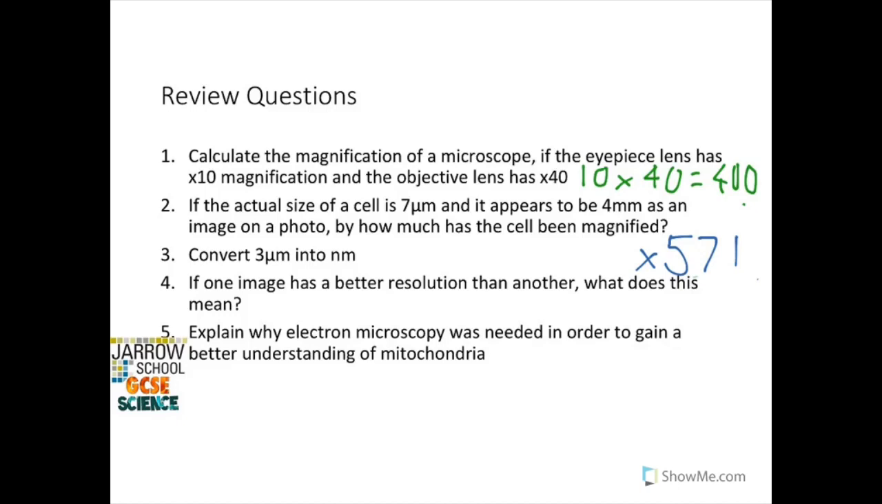Question 3 is convert 3 micrometers into nanometers. So a micrometer is 1,000 times bigger than a nanometer. So to convert it, you just need to do 3 times by 1,000, which obviously equals 3,000 nanometers.